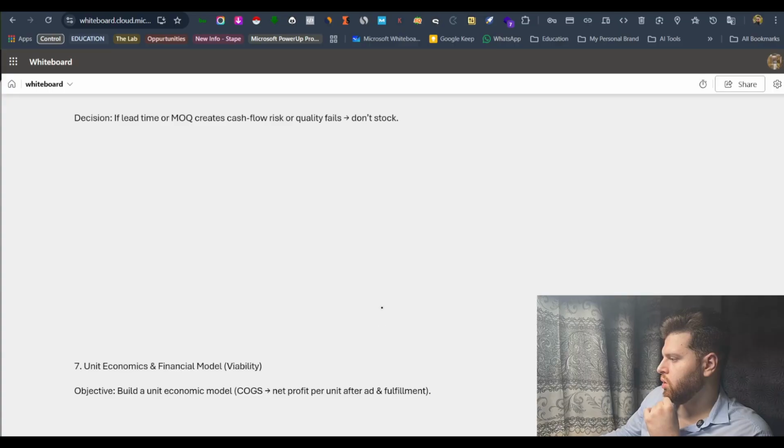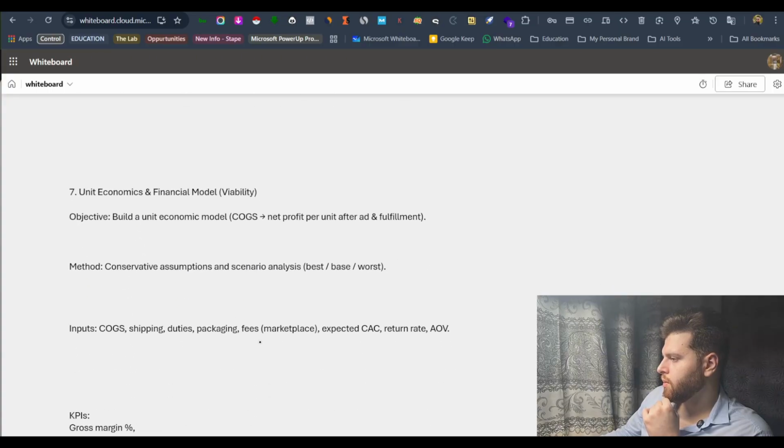Then what you need to consider is unit economics and financial model. Again, I cannot emphasize more on this metric. It is very important at this stage. The objective here is to build a unit economic model, cost of goods, and net profit per unit after ad and fulfillment. Everything should be very healthy.